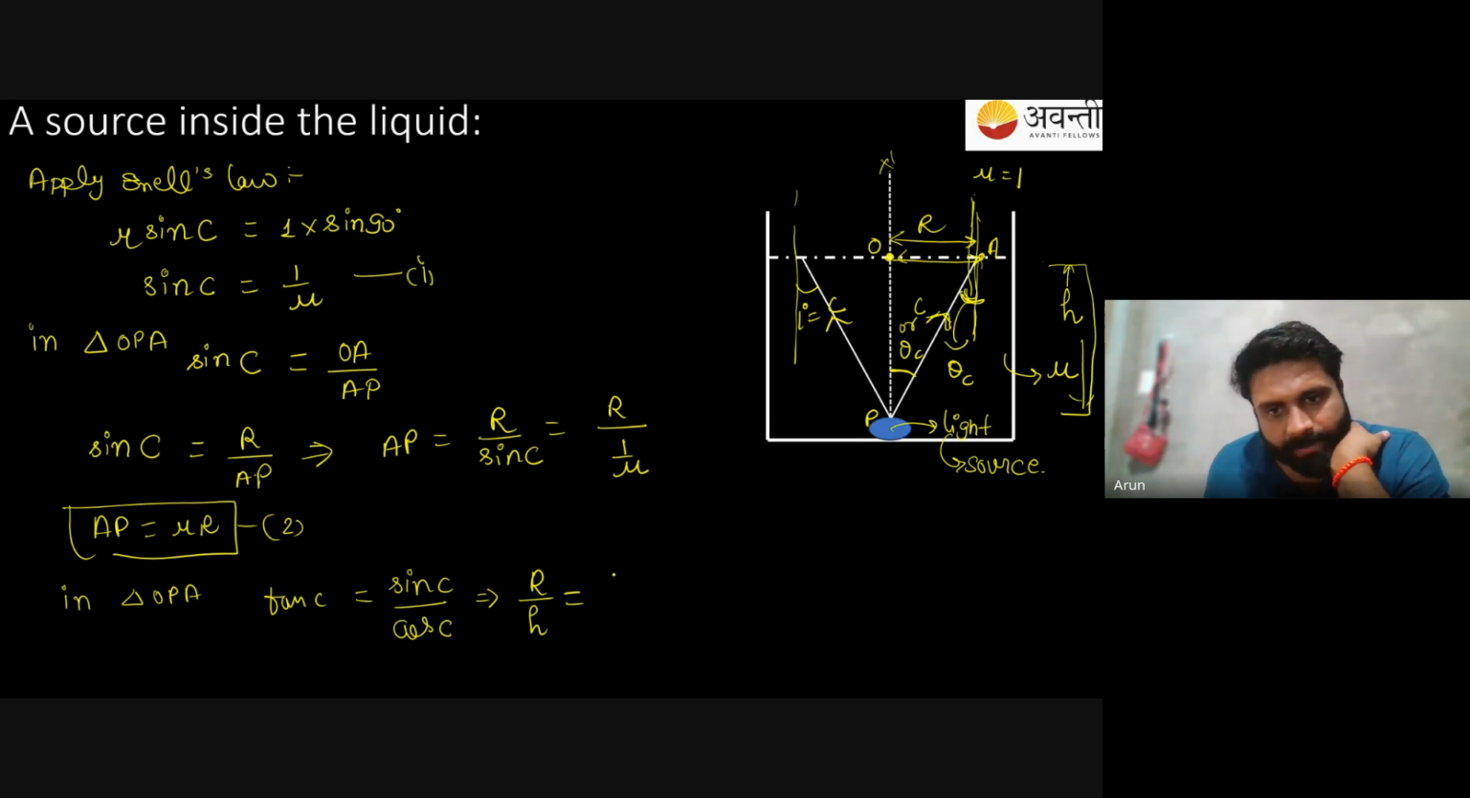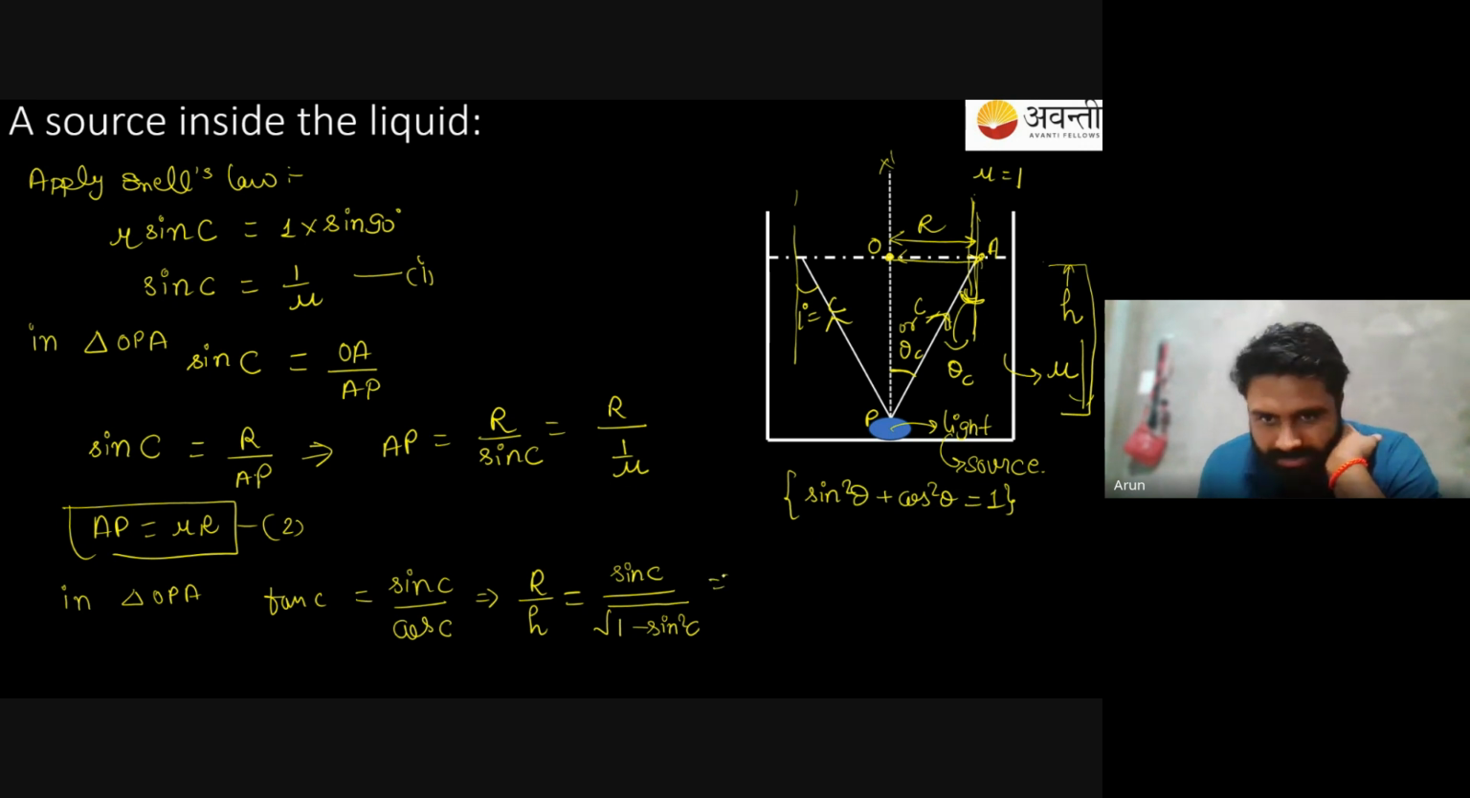Sin C, we have known the value of sin C. I can write cos C as under root 1 minus sin square C from the trigonometrical identity, sin square theta plus cos square theta is equal to 1. Okay. If I just cross multiply it, r is equal to h times, put the value of sin C. Sin C is 1 upon mu, and it is square root of 1 minus 1 upon mu square.